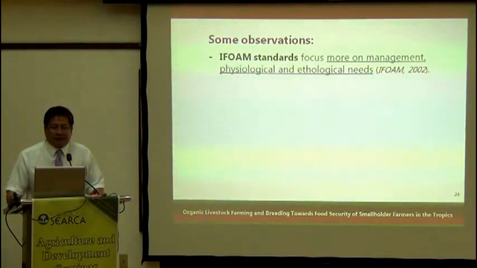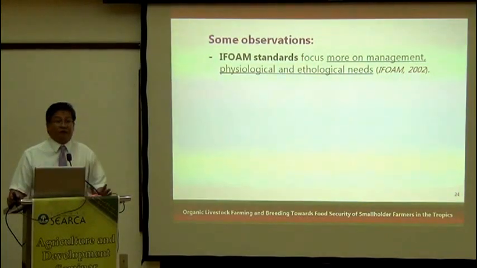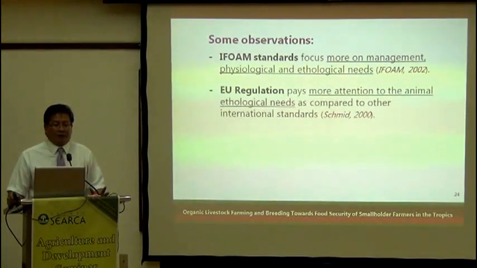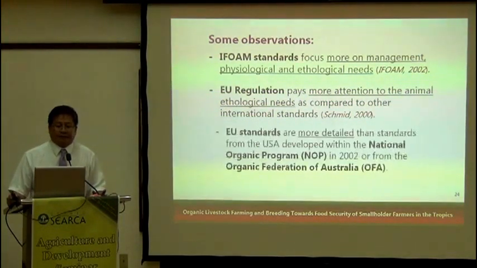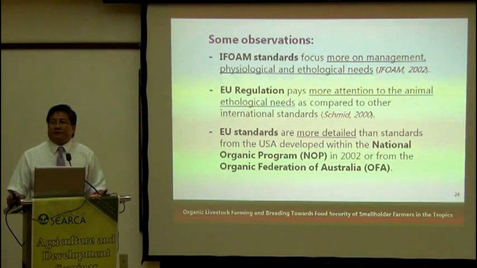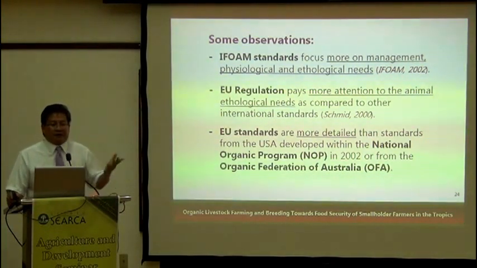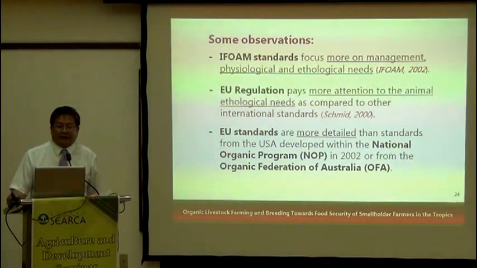They focus more on management and the physiological and ethological needs. Ethology meaning behavior, the animal behavior. Whereas the regulations from the European Union pay more attention to the animal ethological needs as compared to the other standards. And those from the European Union are known to be more detailed compared to those of the Americans and the Australians.